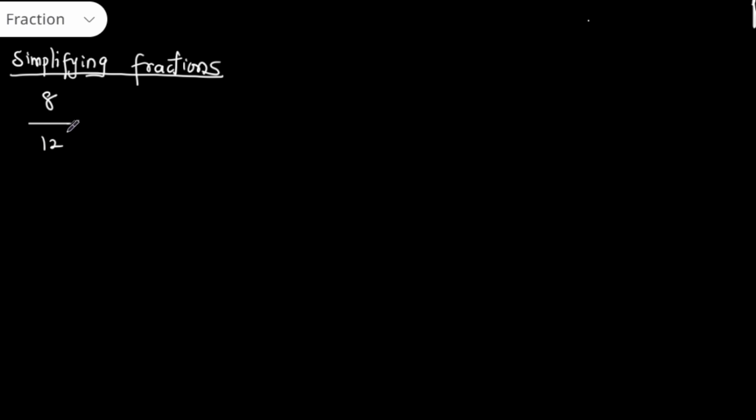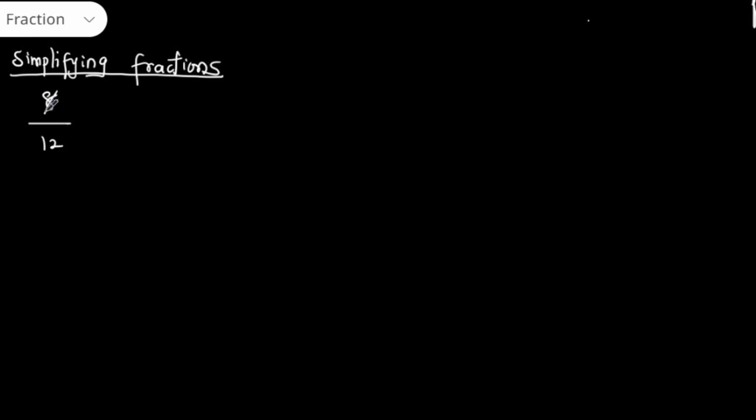Now, we know that 4 will go through 8 and will also go through 12. And 2 can also go through 8 and can go through 12. Since there are numbers that can divide through the numerator as well as the denominator, then 8 over 12 is not simplified. So what do we do? We start simplifying it, or start expressing it, until they are no longer expressible. So let's start with the lowest number, which is 2, right?